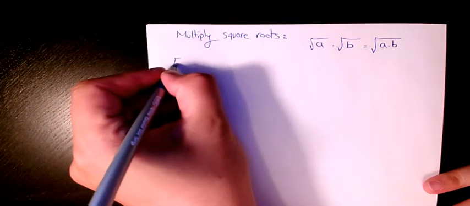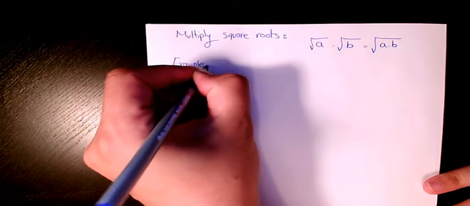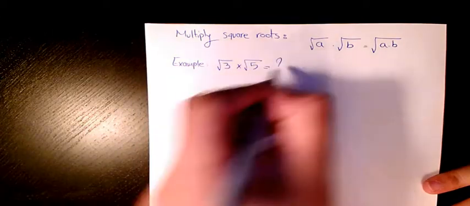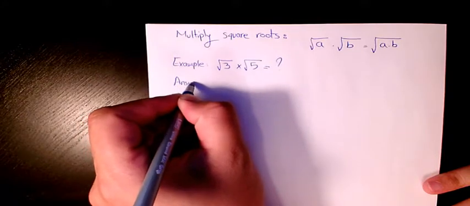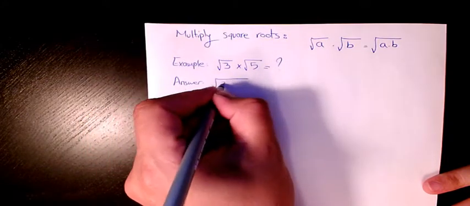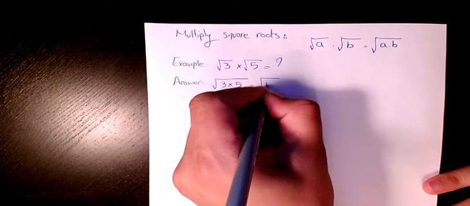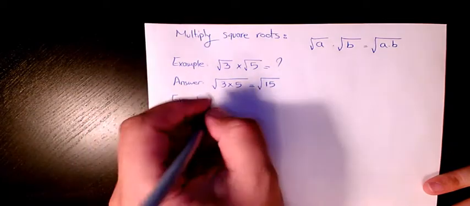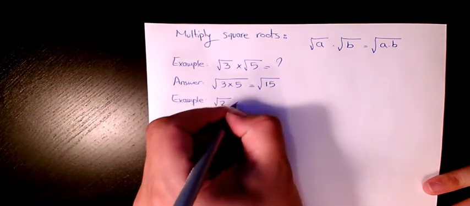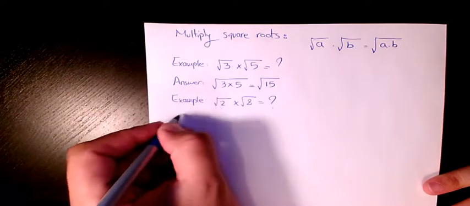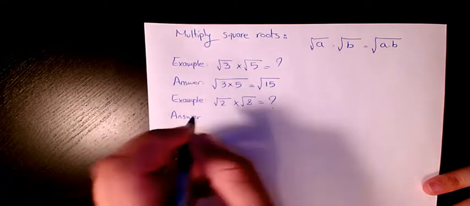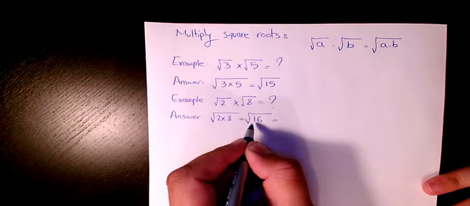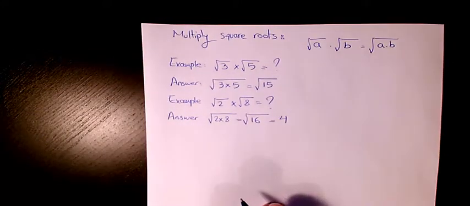For example, if you have square root of 3 times square root of 5, the answer will be square root of 3 times 5, which is going to be square root of 15. Next example, square root of 2 times square root of 8, the answer will be square root of 2 times 8, which is going to be square root of 16, and we know the square root of 16 is 4.